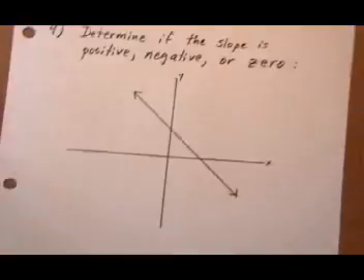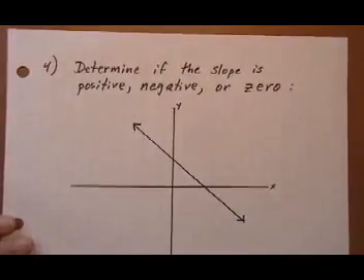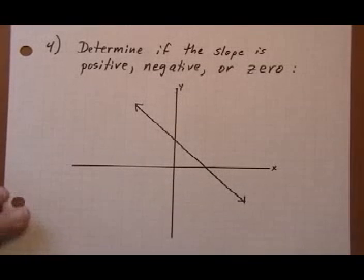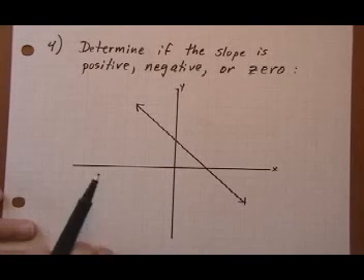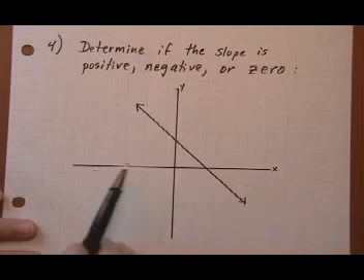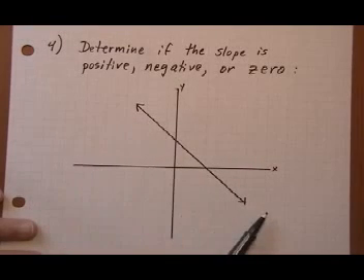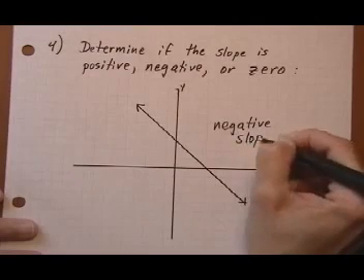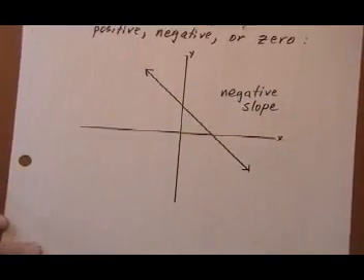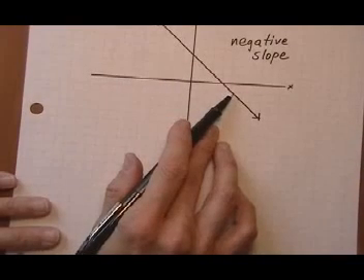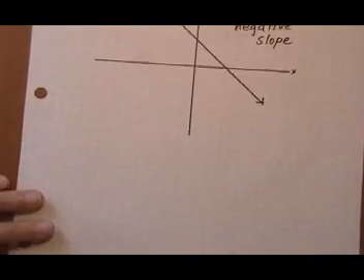Number 4, we're asked to determine if the slope is positive, negative, or 0. And what you always want to do when you're thinking about slope is picture yourself going left to right and see what's happening to the line. As we go left to right here, the line is decreasing. Therefore, it's a negative slope. If we were to pick some points on here and plug them into the slope formula, you would see that we would get a negative slope out of that.